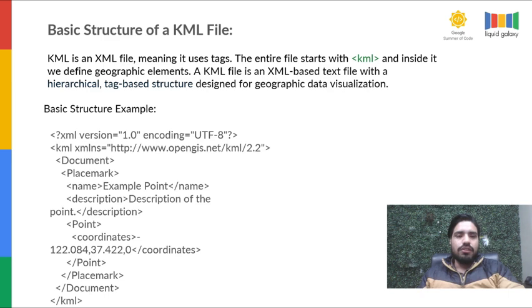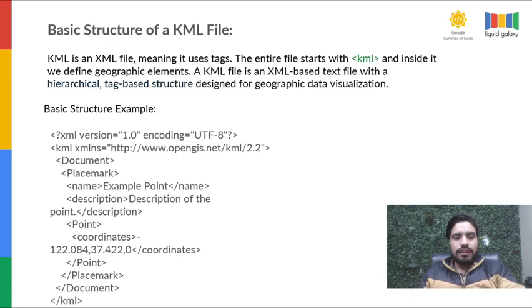Inside it, we define geographic elements. A KML file is an XML-based text file. As you see, this is a basic structure example, and everything is in a hierarchy. KML also starts with the XML version, like the XML language. Then we define KML tags. These tags are like tags in HTML. They have an opening tag as well as a closing tag.